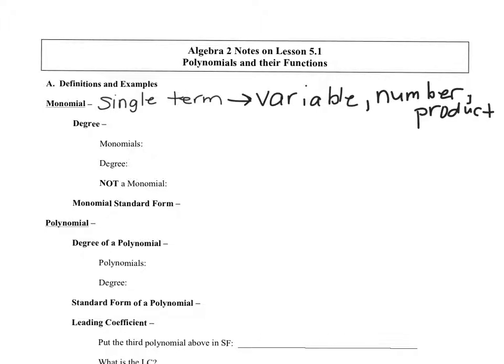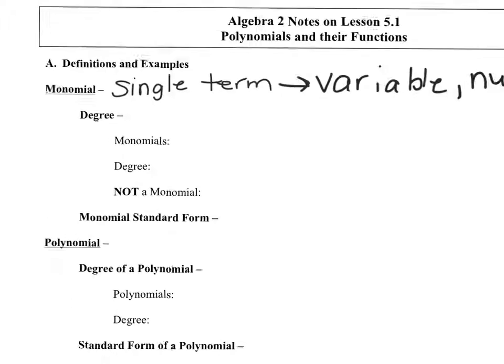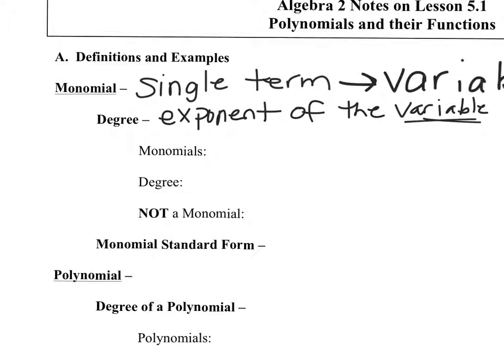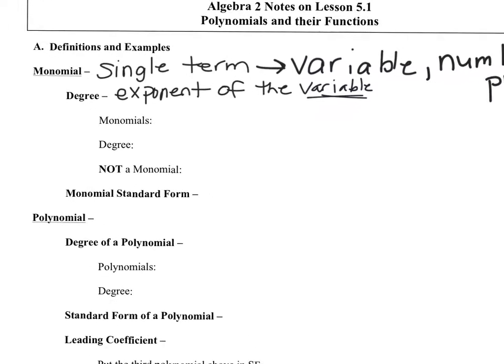Okay? All right, now we're going to talk about the degree of a monomial. And the degree of the monomial is going to be the exponent of the variable. Exponent of the variable. Okay? Not just the exponent, but the exponent that's on the variable, not the number. Okay? So I'm going to give you some examples of some monomials, and then we're going to talk about what the degree of that monomial is. So here we go.